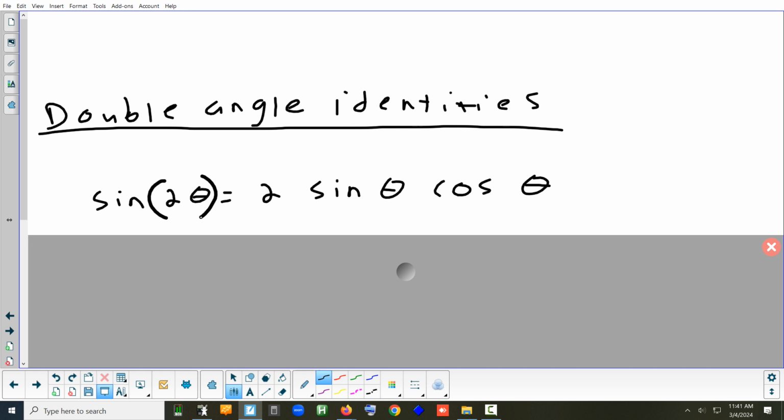But if you had a 3, you could kind of think of 3 as a 2 if you did it like this. You could think of it as 2 theta plus theta, and now you have the sine of a sum, which we also have a formula for. So you can still work with it if it's not a 2. It just involves more steps we're not going to get into. All right, so that's the formula if you have a 2 in front of sine.